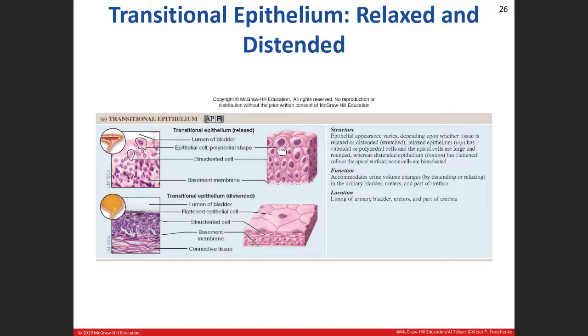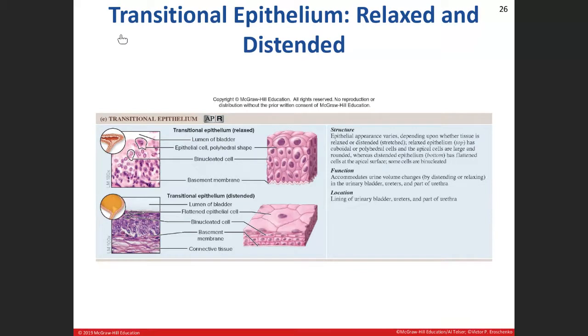But when we get to the empty bladder, when it's relaxed, we have these nice rounded tops to the transitional epithelium. And then down here, the lower cells look a little bit more polygonal, or almost like a cuboidal shape. I wouldn't go so far as to call it cuboidal, but it's similar to that. Again, it just depends.